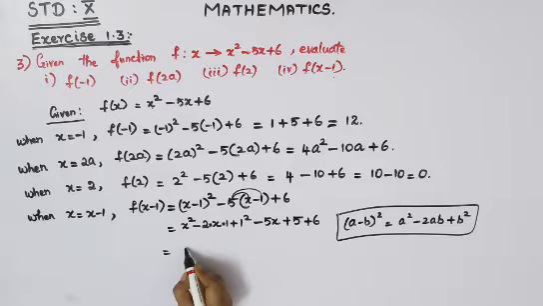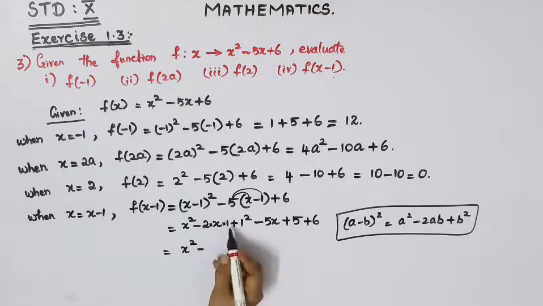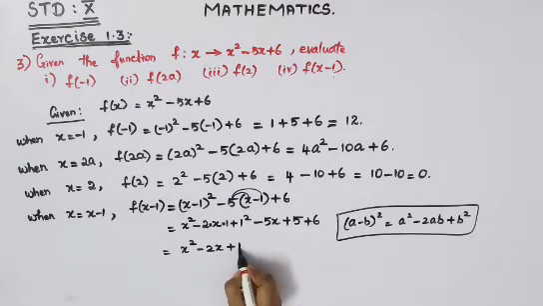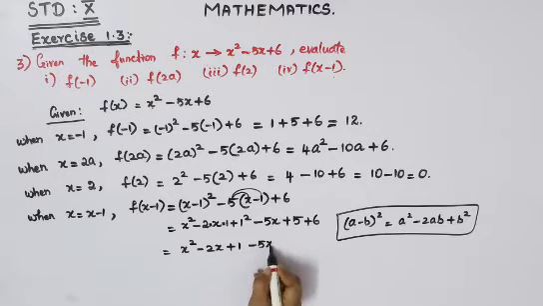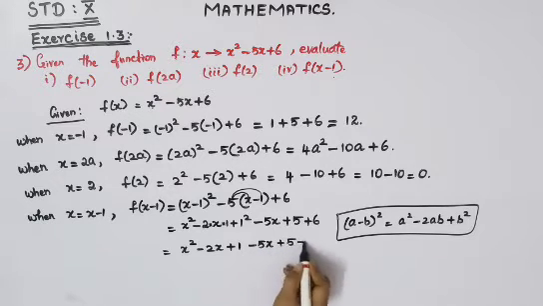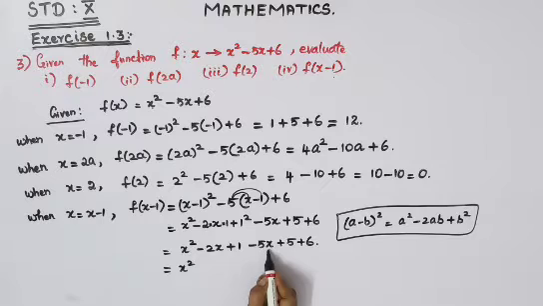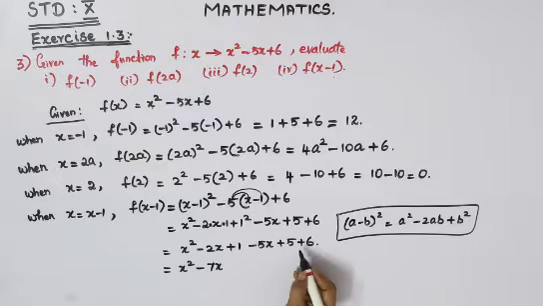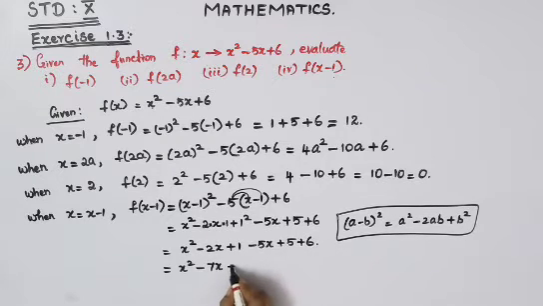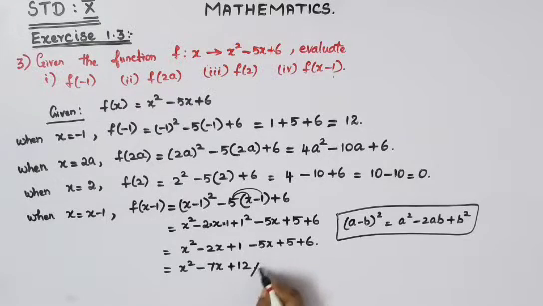Now solving, I'll just write it again. x square minus 2 into 1 is 2, so 2x will be there. Plus 1 square will become 1, minus 5x plus 5 plus 6. So the last step of solving is x square minus 2x and minus 5x. When adding it will become minus 7x. Here plus 1 plus 5 plus 6 is there, so when adding it will become plus 12. So this is your answer for your third question.